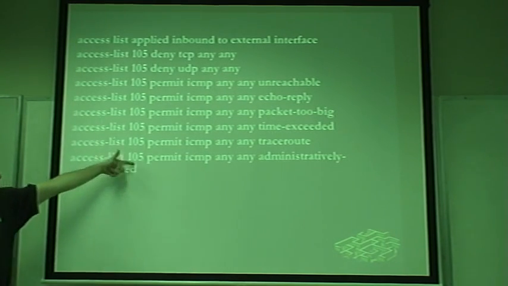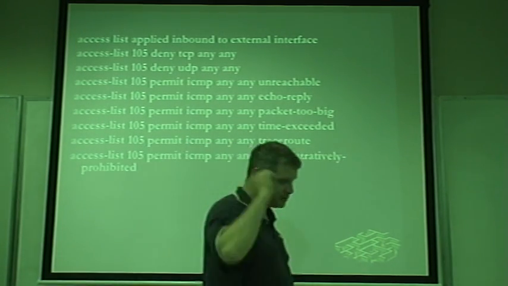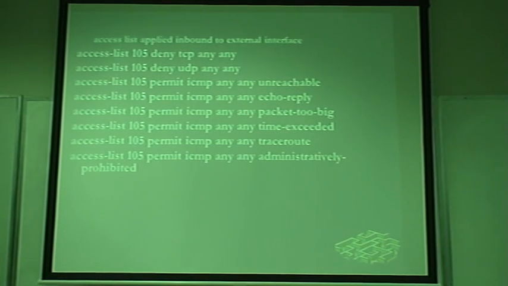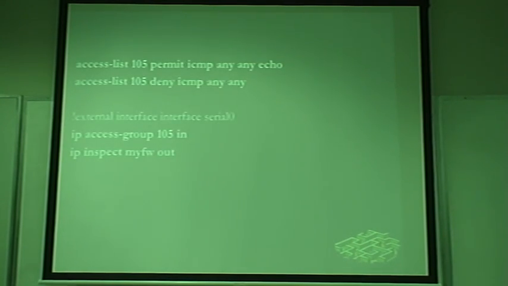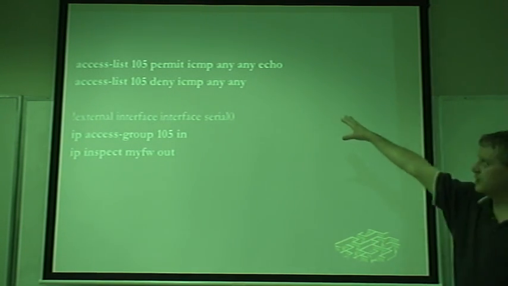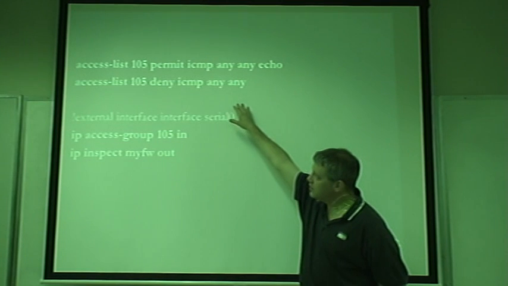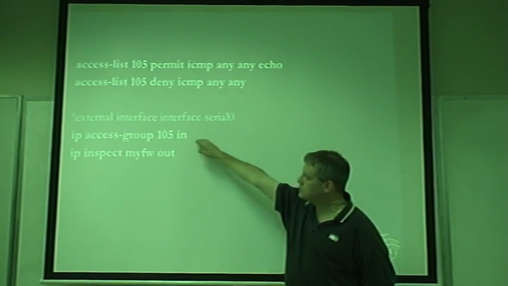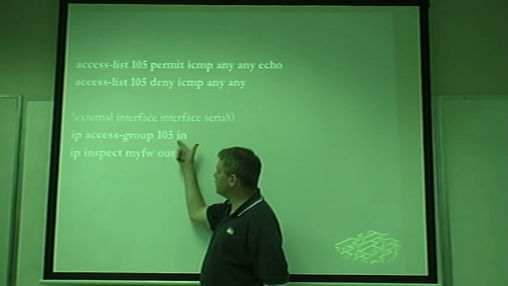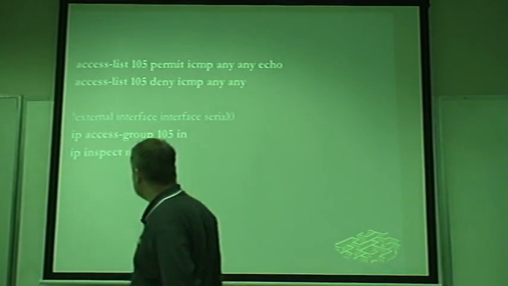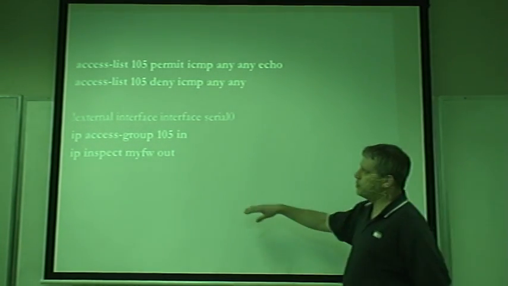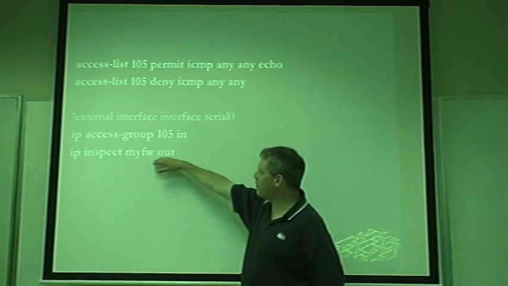And then these are different permits for ICMP, for example. All right, that kind of finishes up the ICMP, and it'll deny any other type of ICMP flags. Then you apply it to the inbound interface. In this case, for example, we'd be applying it right here. Okay, and then we would put in IP inspect my firewall out.